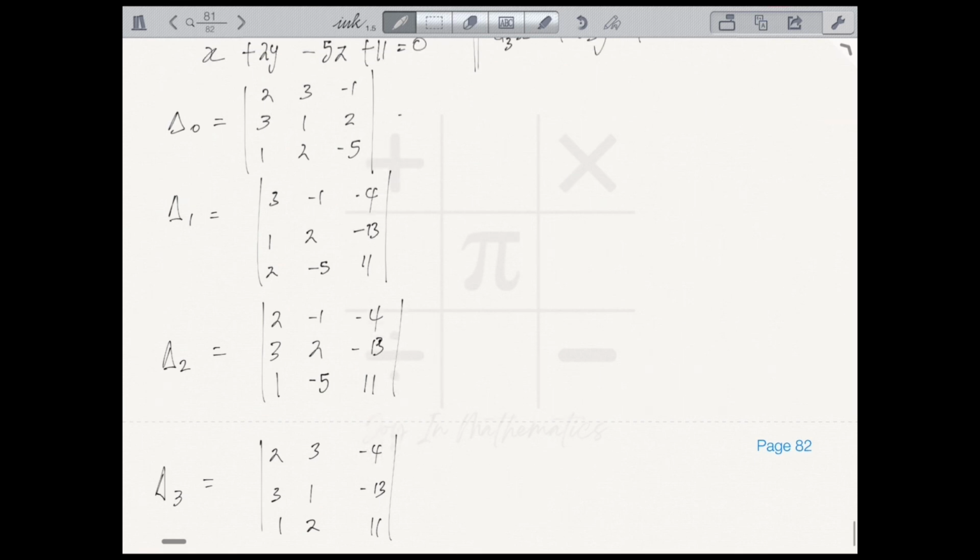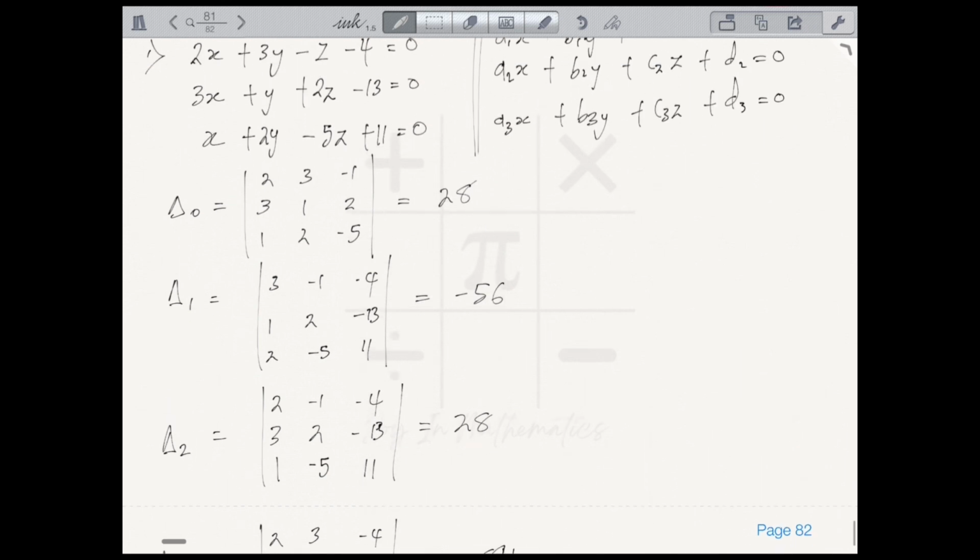So pause the video and evaluate the determinants of delta 0, delta 1, delta 2, and delta 3. So delta 0 will give us 28. Delta 1 will give us minus 56. Delta 2 will give us 28 also. Now delta 3 will give us minus 84.